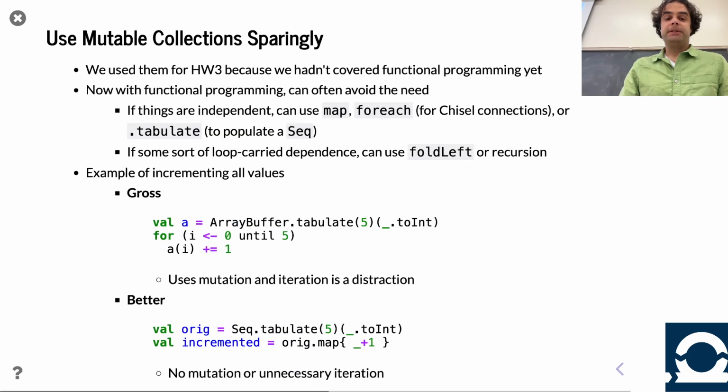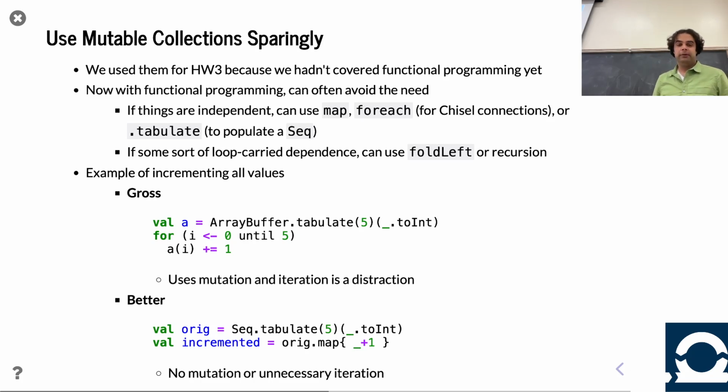Okay. So in a few places in this course, I've encouraged people to use immutable collections, since just like var, I haven't outright prohibited them, but I think, use them sparingly. We use them a lot, for example, in the game of life in homework 3 because we hadn't covered functional programming yet. But now that you know functional programming, you know ways to work on collections, and rather than mutating a collection, you can generate a new collection of the new values you want with things like map or .tabulate to populate a new Seq and that kind of stuff. If there's some sort of loop carry dependence, you can use something like a foldLeft or recursion.